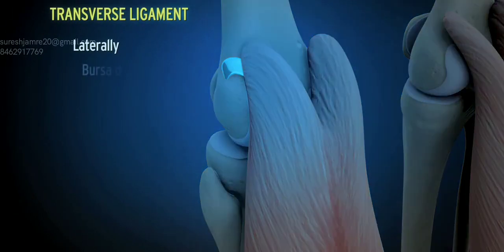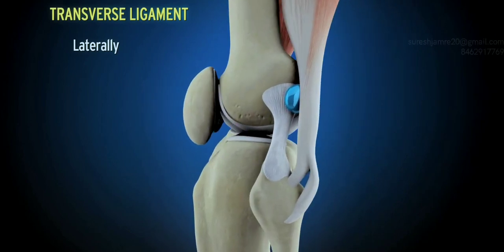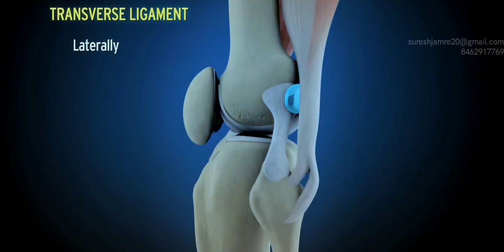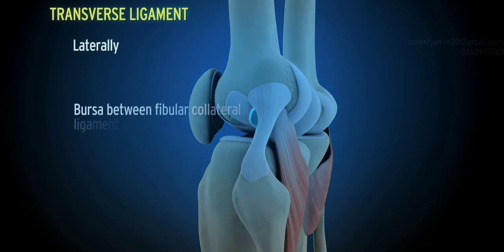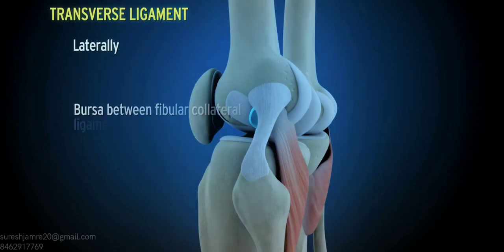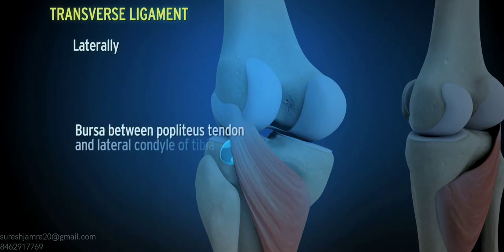Laterally: bursa deep to lateral head of gastrocnemius. Bursa between fibular collateral ligament and biceps femoris. Bursa between fibular collateral ligament and popliteus tendon. Bursa between popliteus tendon and lateral condyle of tibia.